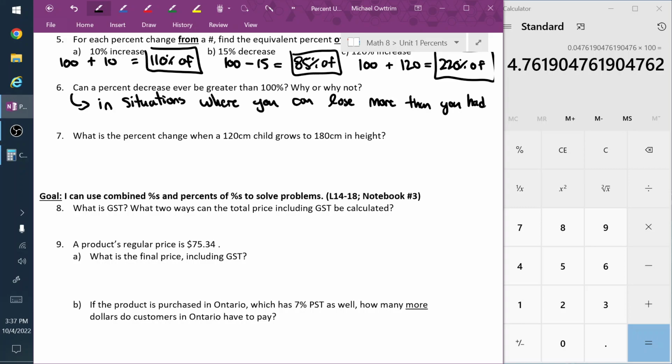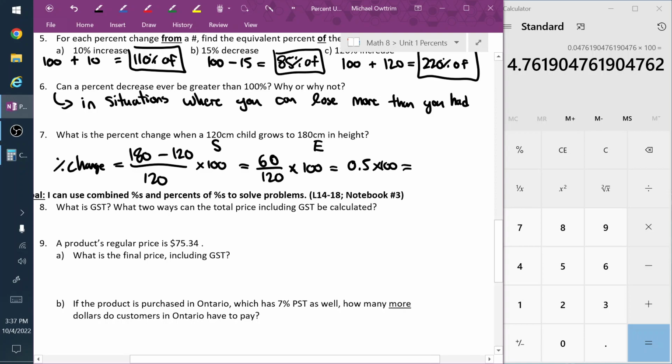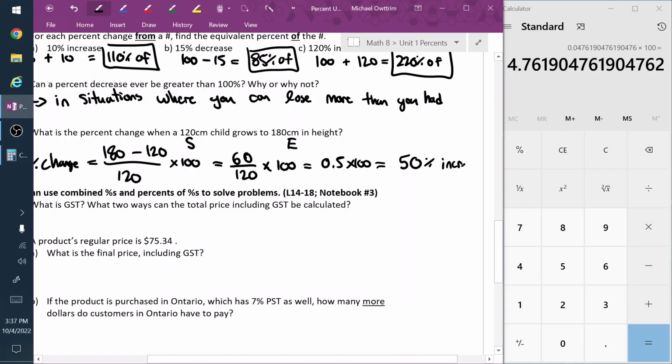Question 7, what is the percent change when a 120 centimeter child grows to 180 centimeters in height? All we have to do here is, again, figure out our start and our end numbers and apply our formula. Percent change is equal to our end number, take away our start number, divided by our start number, and multiply by 100. 180 take away 120 is 60. 60 divided by 120 is 0.5. And 0.5 times 100 is 50. So I'd say we have a 50% increase.